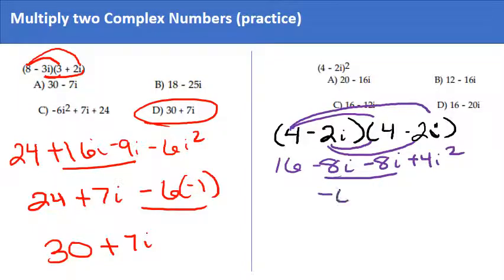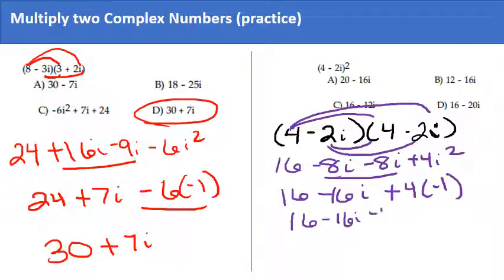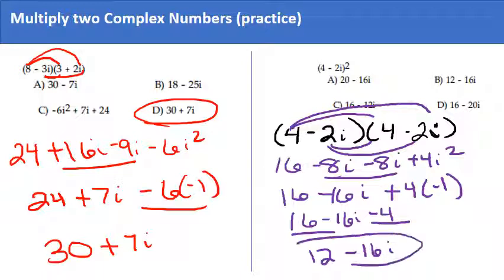Combine your like terms, so that's a negative 16i. Then at the very end, we have a plus 4 times negative 1. So this positive 4 times negative 1 changes to a minus 4, so that means I have 16 minus 16i minus 4. Combine like terms, so 16 minus 4 gives you a 12 minus 16i. So our answer will be 12 minus 16i, and that is B.